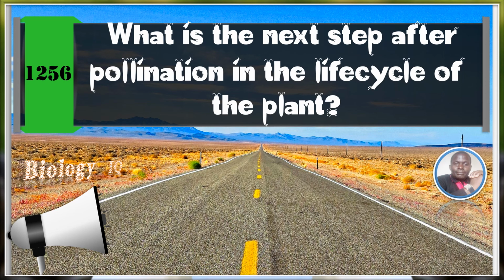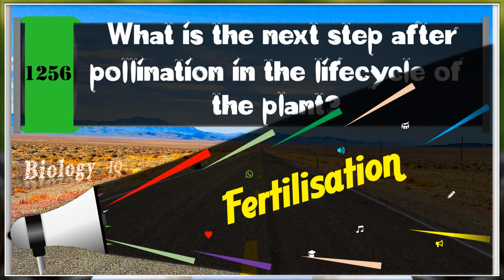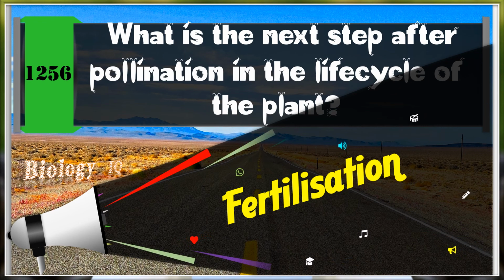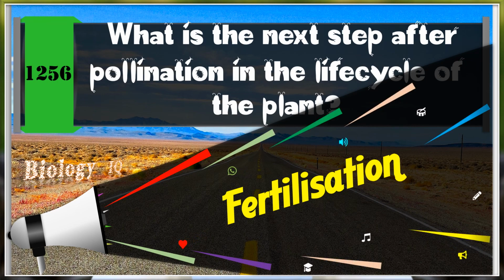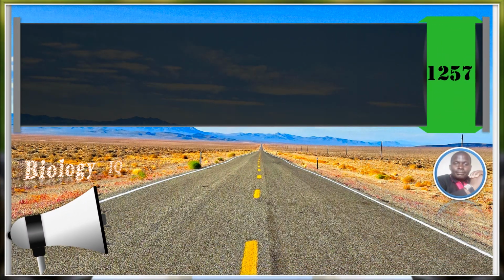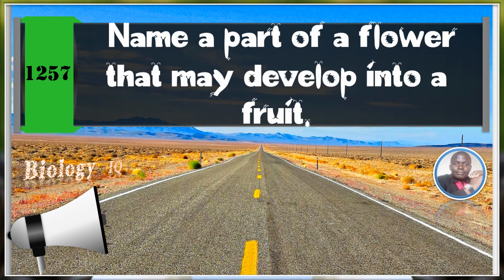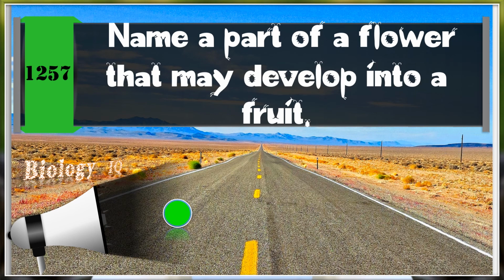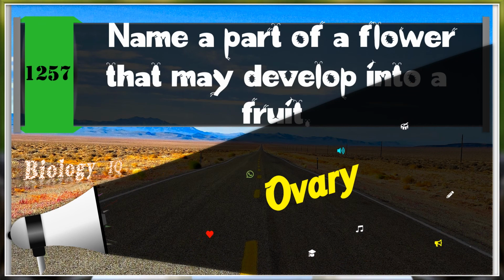What is the next step after pollination in the life cycle of the plant? Fertilization. Name a part of a flower that may develop into a fruit. Ovary.